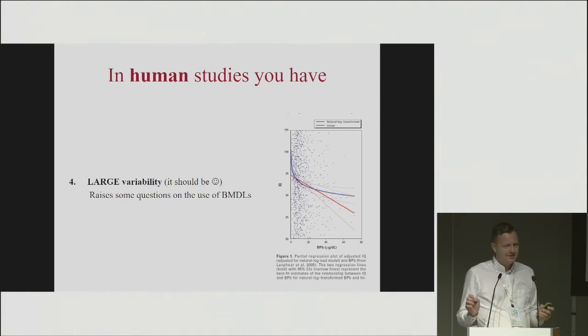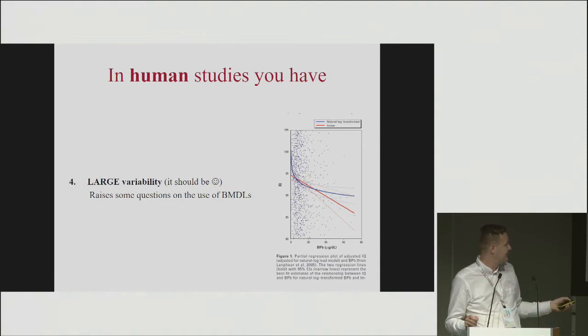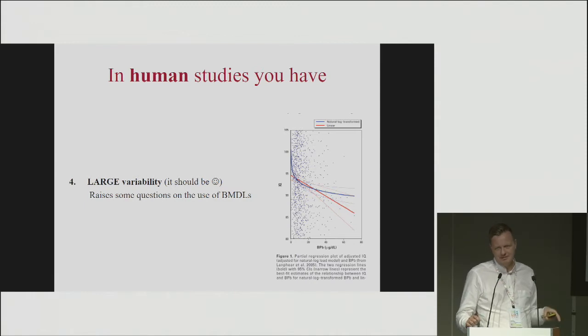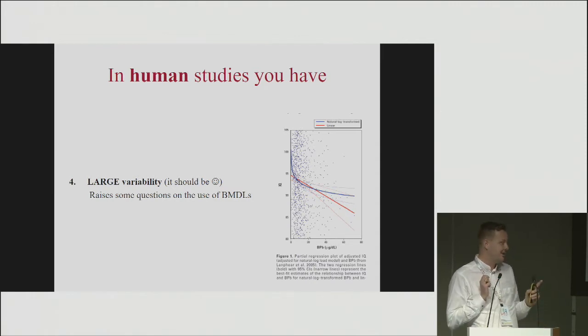With that variability, you can decrease it statistically with a large sample size, but I seriously doubt or question the use of the lower confidence interval, the BMDL, being used in human studies to derive a health-based guidance value. Because environmental epidemiological studies can range from 50 to 50,000.